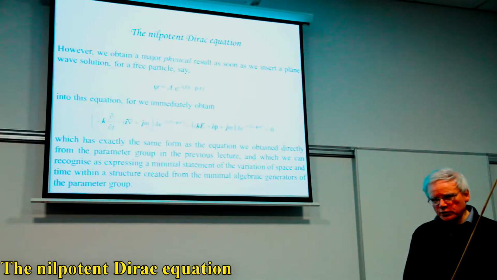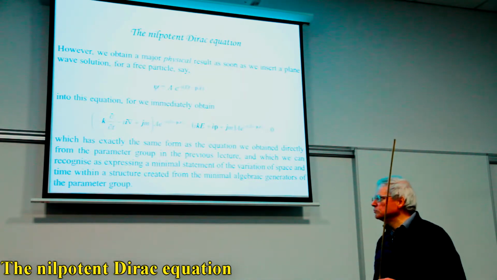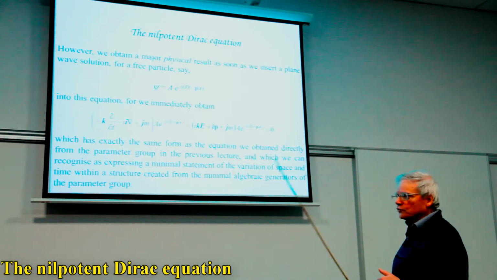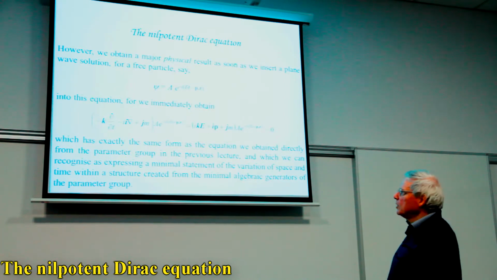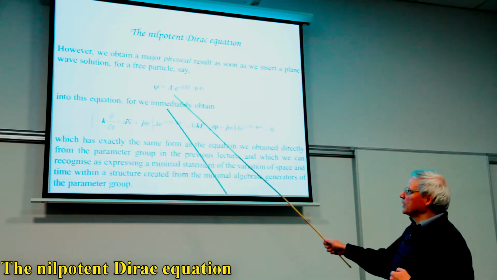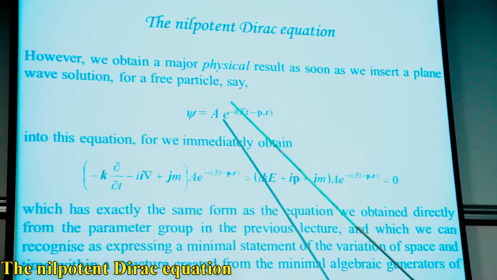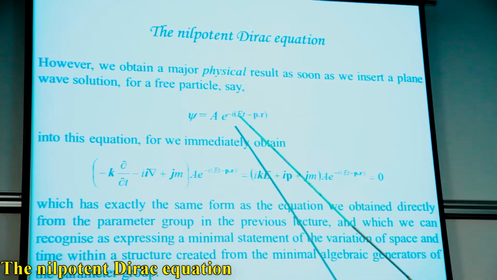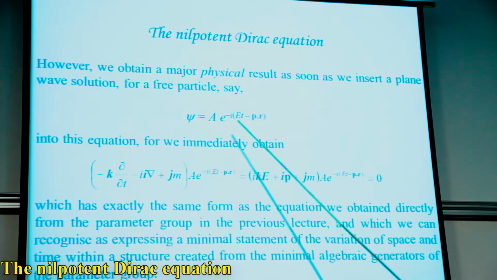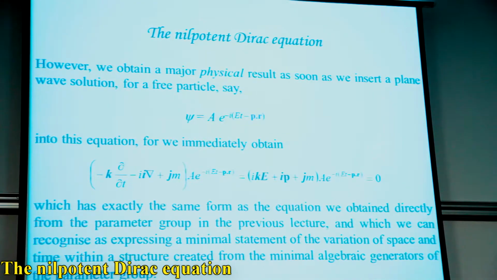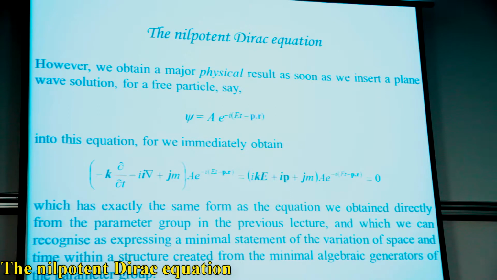Now what we're going to do is what is often done the first time you have such an equation. You try it on a free particle. A free particle wave function looks like this. There'll be some amplitude term, let's call it A, and then there'll be the exponential term, the wave part of it, giving the wave properties, e to the minus i, Et minus p dot r. That's a standard expression for a free particle, a plane wave.